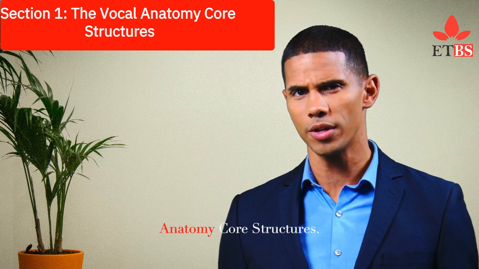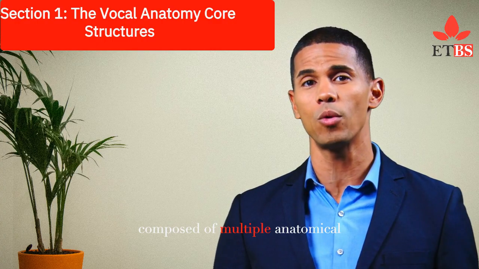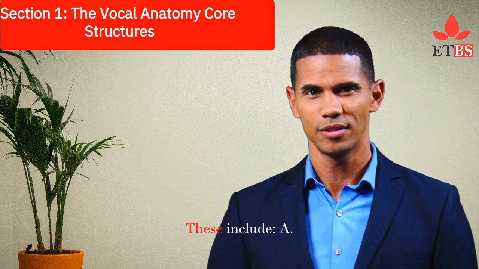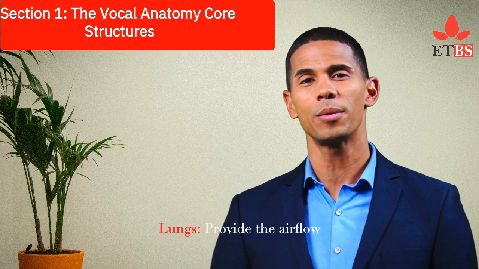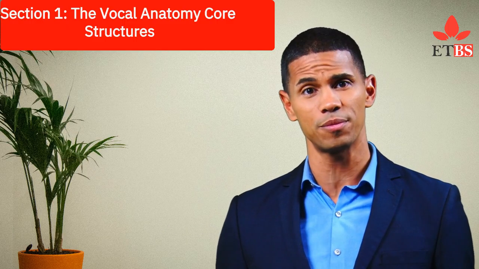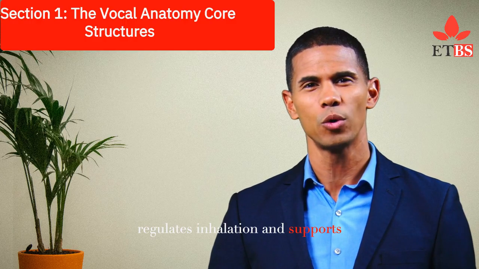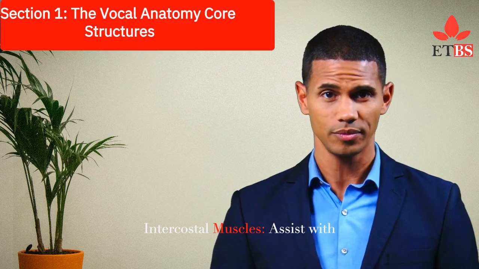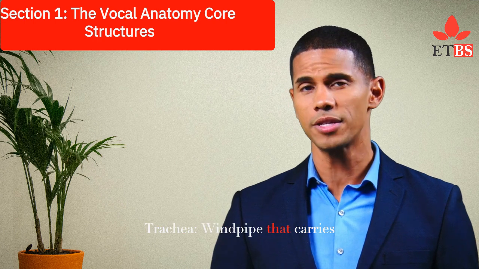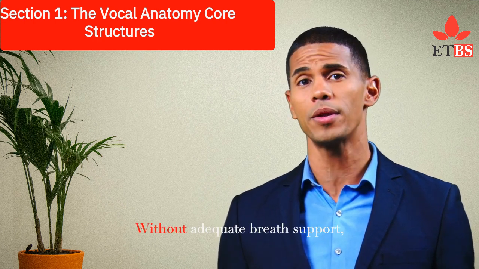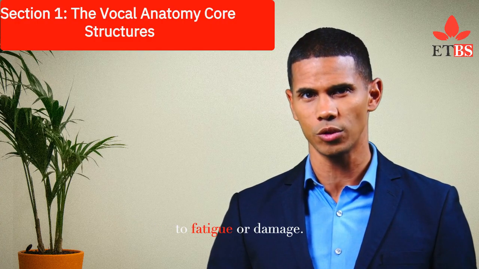Section 1. The vocal anatomy core structures. The human voice is a complex integrated system composed of multiple anatomical parts working in harmony. These include A. Respiratory system, power source. Lungs. Provide the airflow necessary for phonation. Diaphragm. Dome-shaped muscle under the lungs that regulates inhalation and supports exhalation. Intercostal muscles. Assist with rib cage expansion and contraction. Trachea. Windpipe that carries air from the lungs to the larynx. Without adequate breath support, vocal fold vibration is inefficient or forced, leading to fatigue or damage.